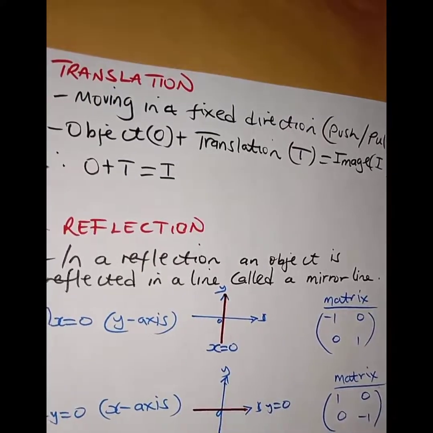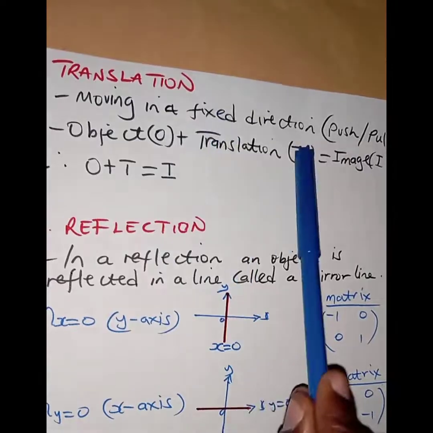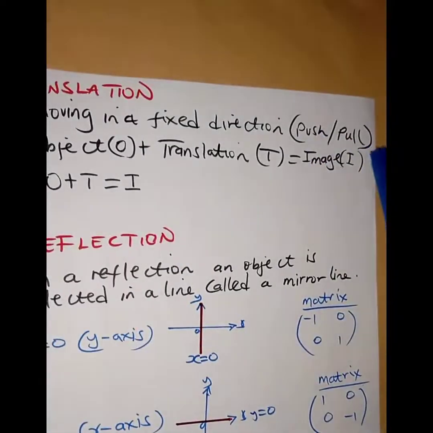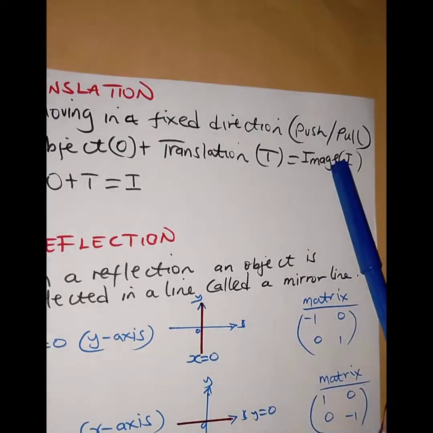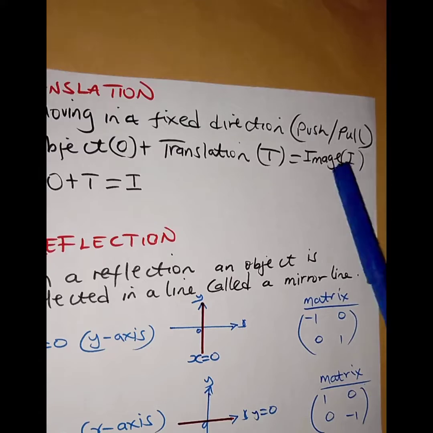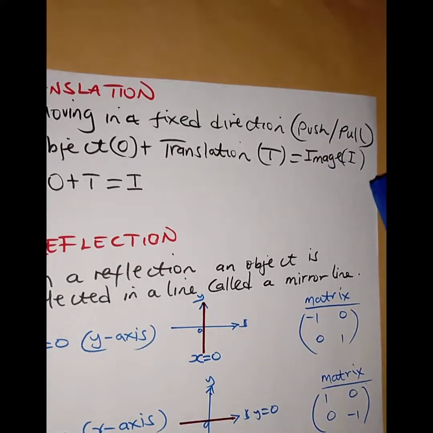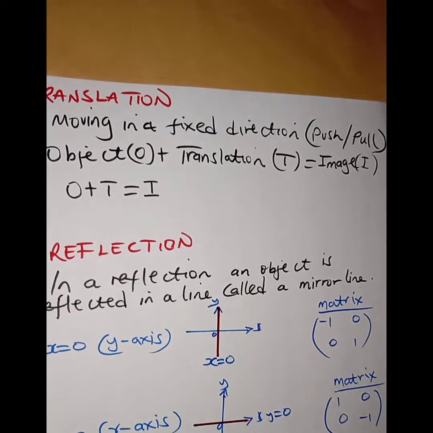Translation involves moving in a fixed direction. The object can be pushed or pulled. So translation deals with the push and the pull of the object. We'll be able to look at examples on how to deal with such.